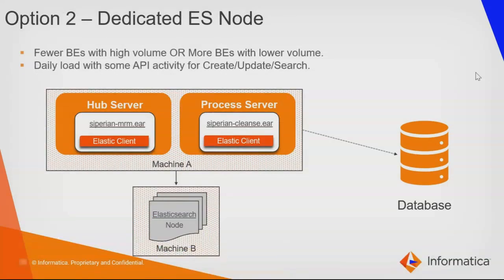The next one we have is the dedicated ES node. So here you can see that we have a machine A where we have hub server and process server, and machine B which has the Elasticsearch node. It is also important to ensure that each machine should not host more than one Elasticsearch node, because when we do that, there is contention on the disk I/O, and we have noticed that it actually causes environmental issues as well. So this setup is all right for the production environment where we do not have a high number of BEs or a high volume of data.